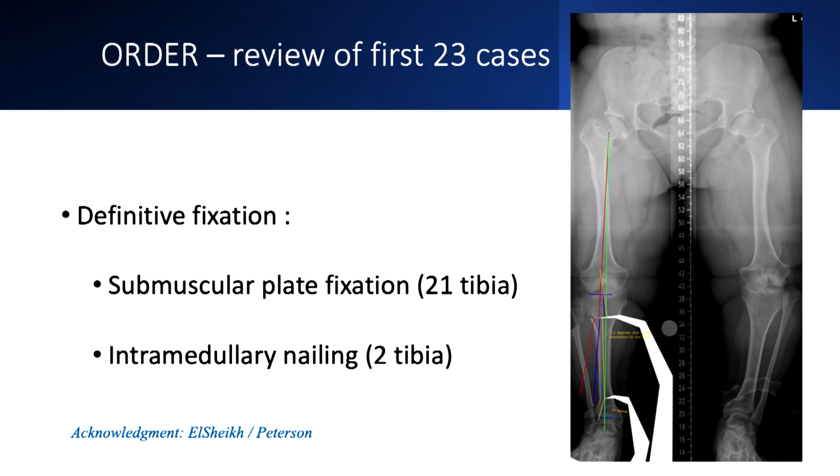Again, to acknowledge the people who did the research, Nick Peterson and Ahmad Al-Sheikh, we've done over 100 cases using ORDER. This is a small subset because the reason I've chosen this cohort is because I've got a comparative cohort that was published of another series. So these are tibias that were treated using ORDER, and the first 23, 21 in the tibia, 21 by plates and 2 by intramedullary nails.